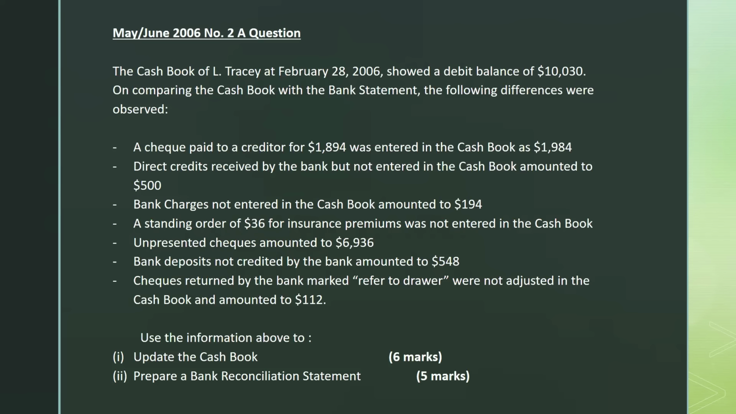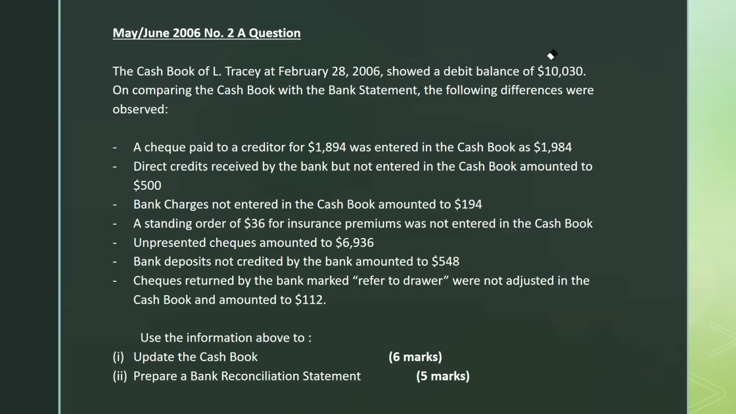So they had this question here. You notice in this question, they didn't give you a cash book or a bank statement. What they did was they tell you the cash book balance, and then they tell you the differences. So you have to prepare your updated cash book by reading each difference and figuring out what to do, and then do your bank reconciliation statement. So let's try it.